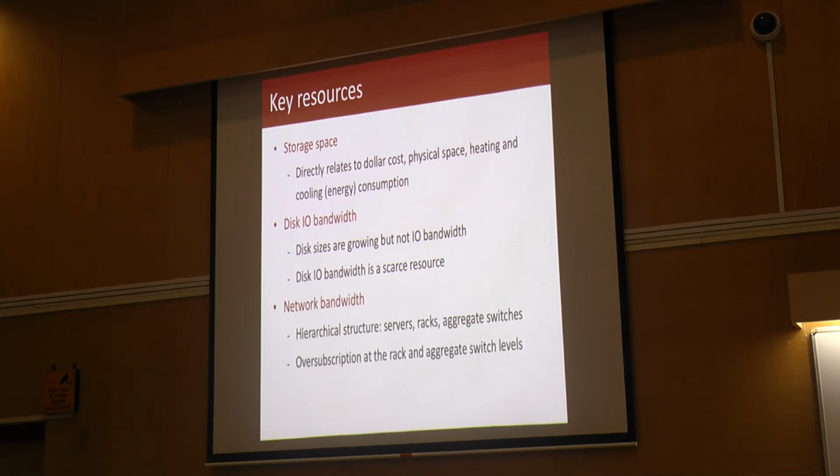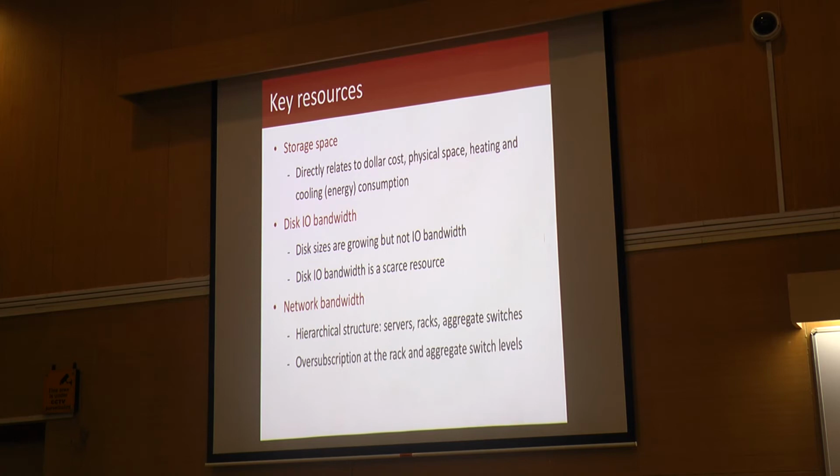Another important resource is network bandwidth. The servers on which disks are put are connected through the network, and this typically has a hierarchical structure, as I'll come to briefly a little later. There are racks and aggregation switches, and as we go higher in the hierarchy, the cost is higher because there is what is called an oversubscription factor. That is, the bandwidth is allocated less in proportion to what is there at the lower level. It will be more clear when I go to a picture later, but network bandwidth is also a key resource.